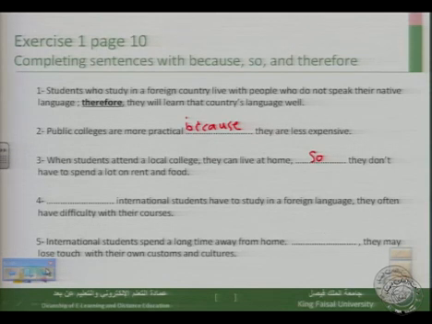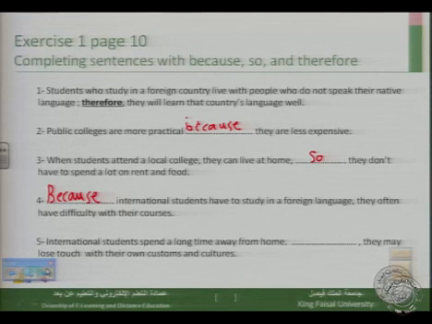I think that this is a relationship of cause and reason. And the only possibility that you have to use here, or the only connector, is because, okay? It can be at the beginning with a capital letter. So here, because international students have to study in a foreign language, comma, they often have difficulty with their courses.